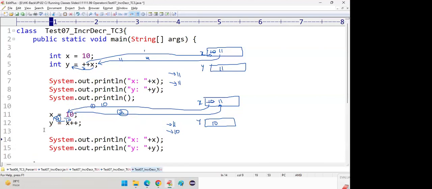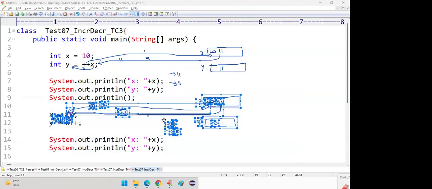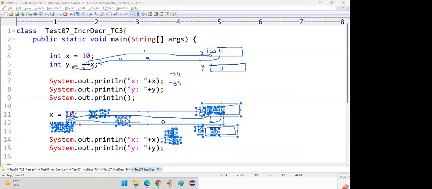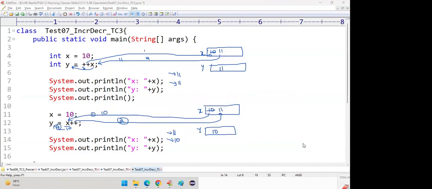Third step, confusion. Not understand, leave it. If not understand, leave it. Okay?